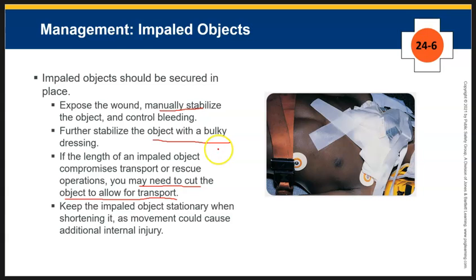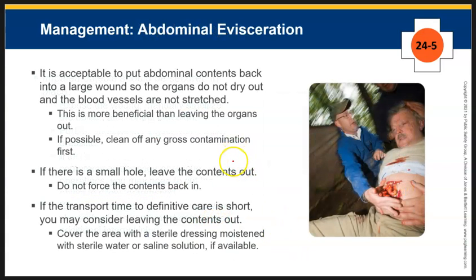Keep the impaled object stationary. Perhaps use a second patroller and a second set of hands to isolate its movement and avoid causing further internal injury. In the case of abdominal evisceration, it is acceptable to put the abdominal contents back into a large wound, and that's so that the organs do not dry out. That's more beneficial than leaving them out.